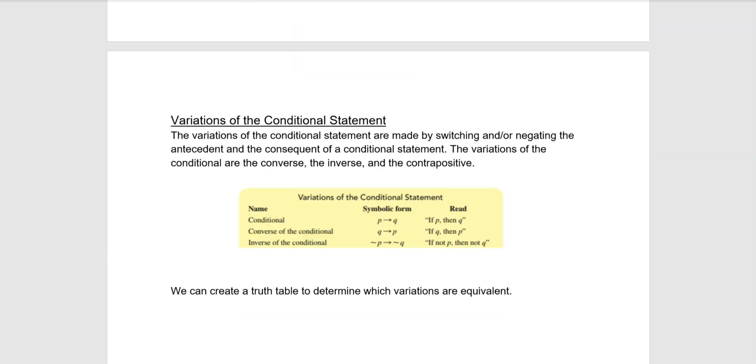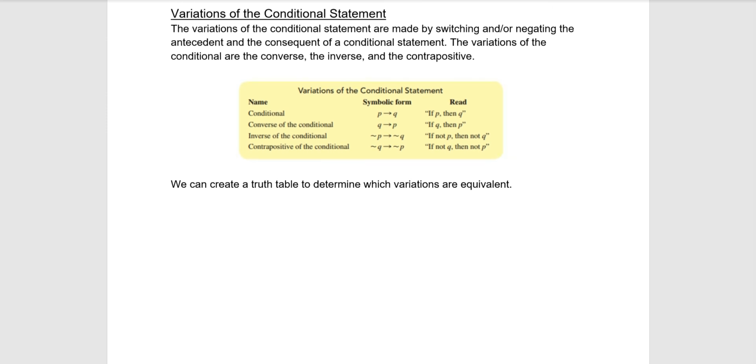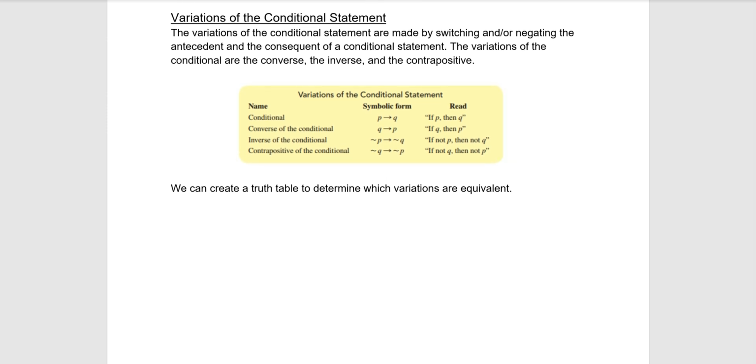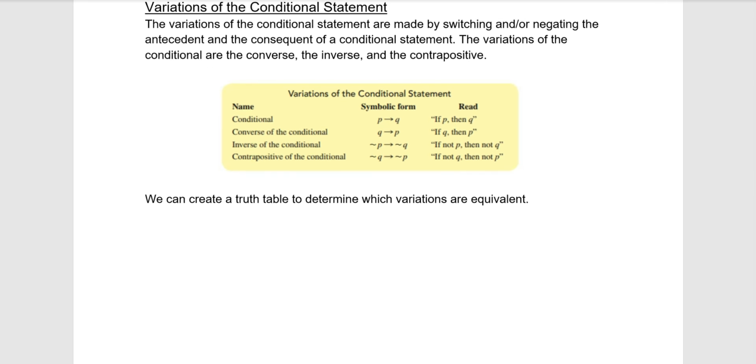Okay, so let's do one more topic here, and that's going to be variations of the conditional statement. These variations are made by either switching or negating the antecedent and the consequent of the conditional statement. So the variations are the converse, the inverse, and the contrapositive. They are summed up in this little table.